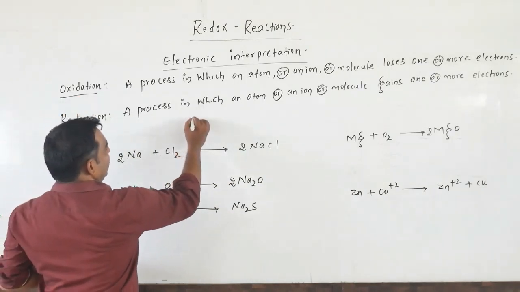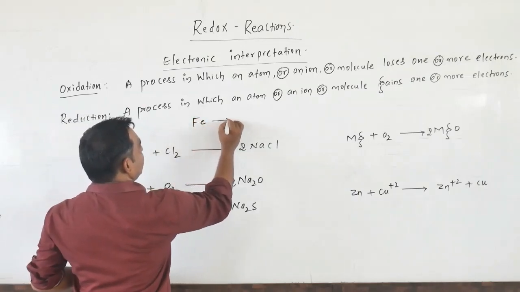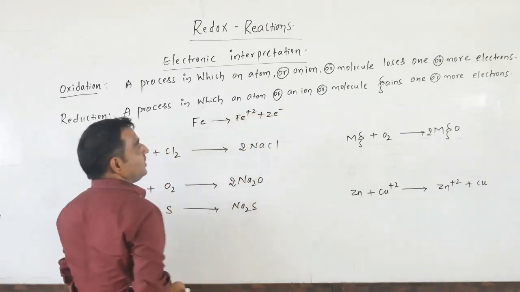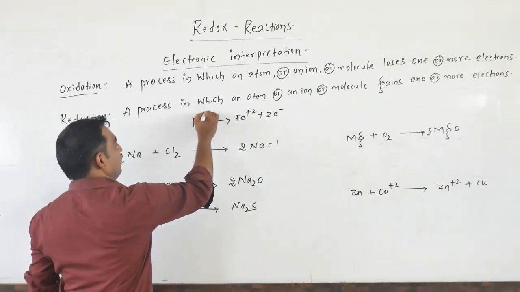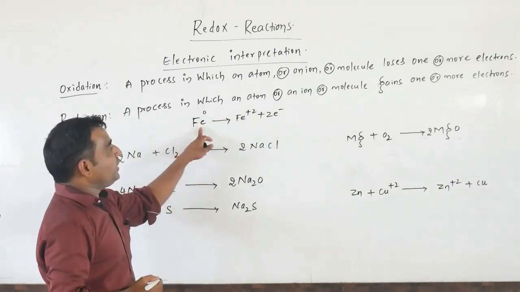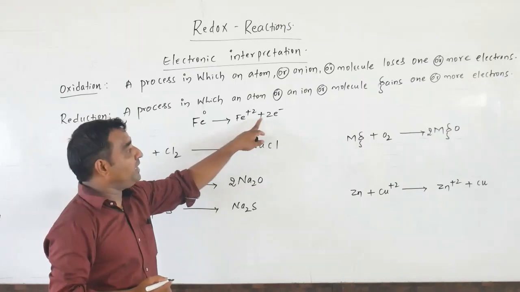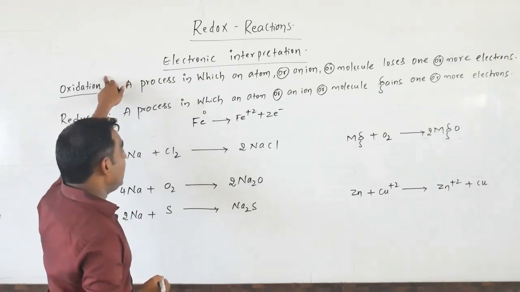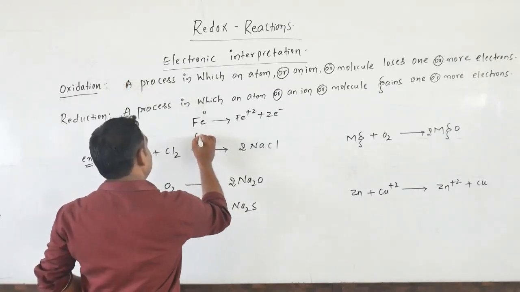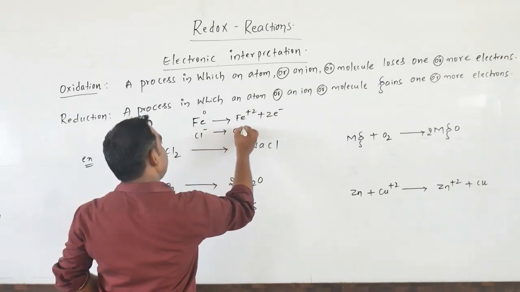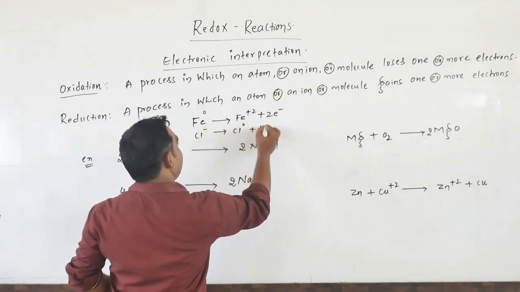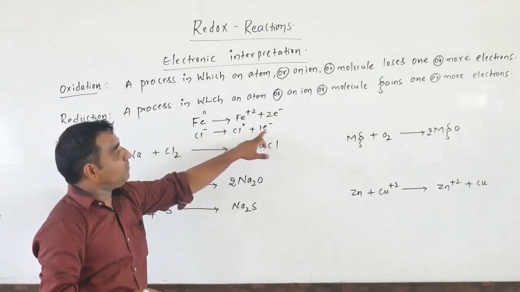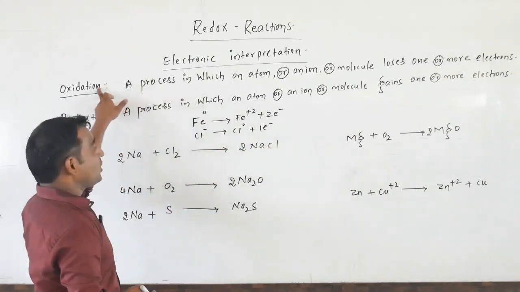So now you can take Fe. Fe will be converted into Fe plus 2 by the loss of 2 electrons. Here the oxidation state of the elementary nature is 0. Fe is converted into Fe plus 2 by loss of 2 electrons. Electron loss means oxidation. Now Cl minus is converted into Cl, so it is 0, by the loss of 1 electron. Chloride ion is converted into Cl by loss of 1 electron. This is called oxidation.